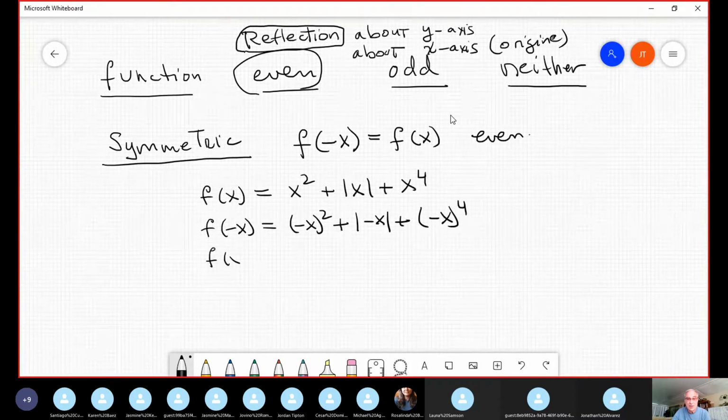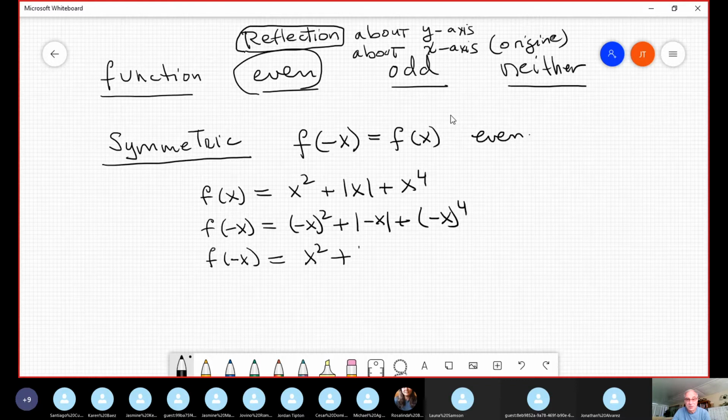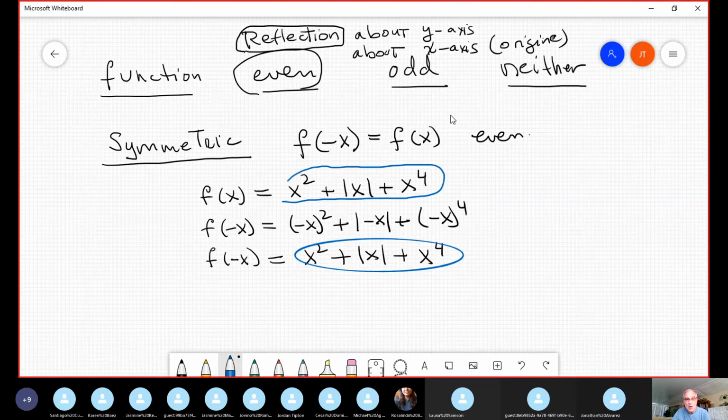Then you manipulate this expression a little bit algebraically. I know that when you have an even exponent, it's positive, no? And the absolute value is also positive, because the absolute value of negative 3 is positive 3, no? And when you compare now, look at that, this new expression after the reflection and the original. Wow, they are twin brothers. They stay the same. Therefore, this is even.